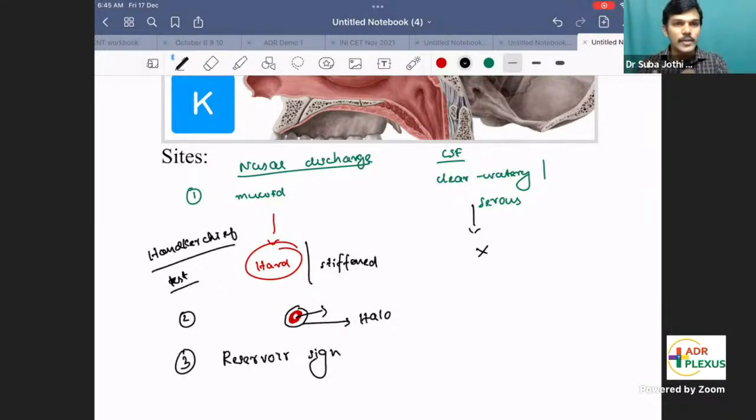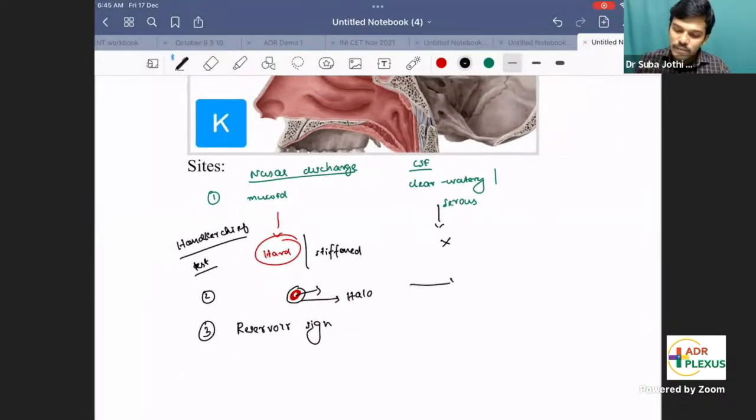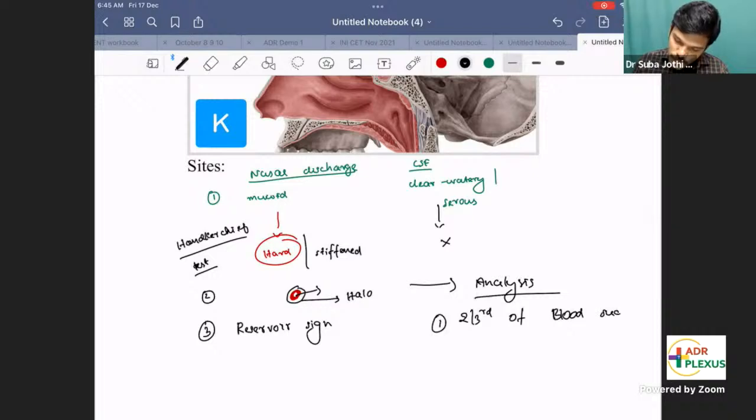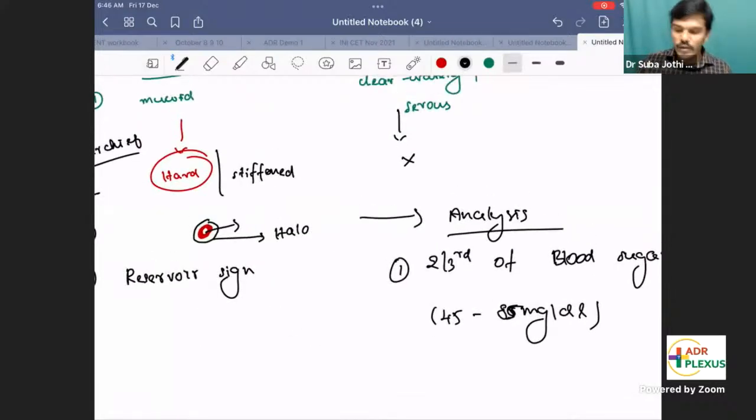Now, as you saw with this lady, you can collect that CSF fluid and send it for analysis. So what are the two major things? The first thing is the glucose estimation of the CSF fluid, which will be 2/3 of the blood sugar. So it can be around 45 to 85 milligram per deciliter, 2/3 of the normal blood sugar.